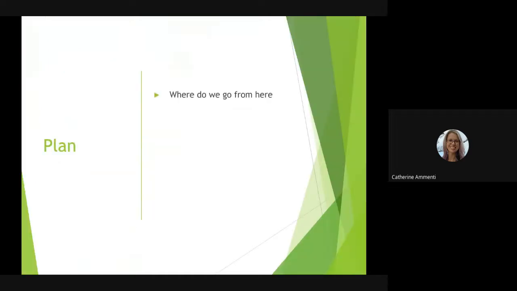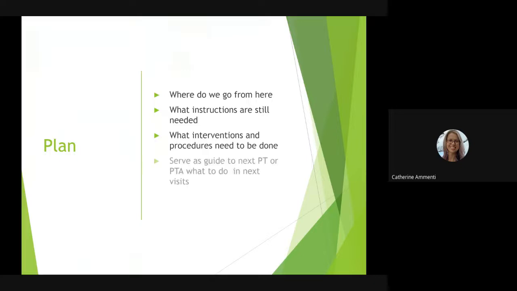The plan tells us where do we go from here and what instructions are still needed, what interventions and procedures need to be done. It's going to serve as a guide to the next PT or PTA to what to do in the next visits. And it may tell you to recheck something. You might say, well, we're going to have to recheck elbow flexion at the next visit. Or maybe now is the time you want to say, at the next visit, let's recheck the manual muscle testing for shoulder flexion and abduction.